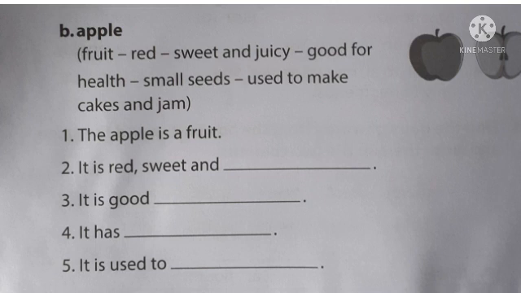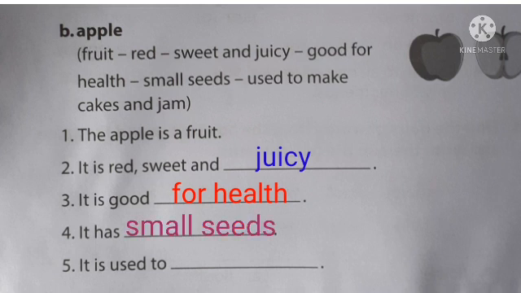So using these clues, we can write about the thing apple in a few sentences. So the first sentence, the apple is a fruit. Second one, it is red, sweet and juicy. Third one, it is good for health. Fourth one, it has small seeds. And fifth one, it is used to make cakes and jam.